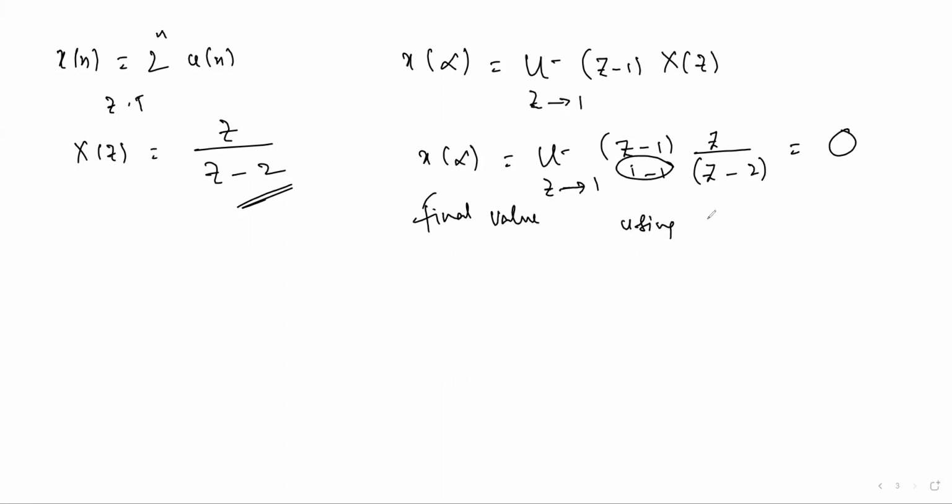By using final value theorem. But observe this function, time domain function, it is 2 to the power of n u of n. What is this? x of n. So it is an exponentially rising function.